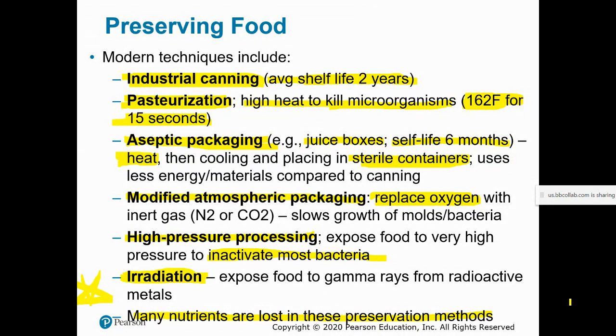The one thing that also isn't in here is just freezing. And actually freezing is really interesting because it has the highest potential to preserve the nutritive value of the food relative to these other preservation techniques.